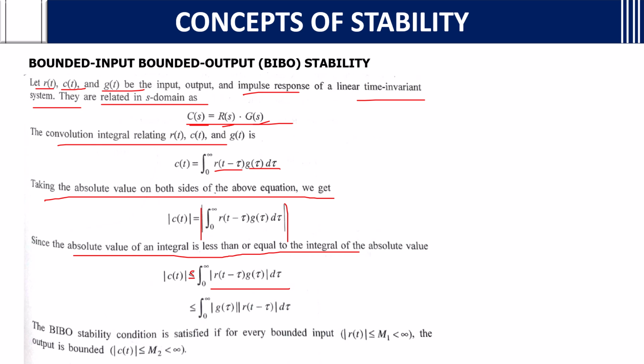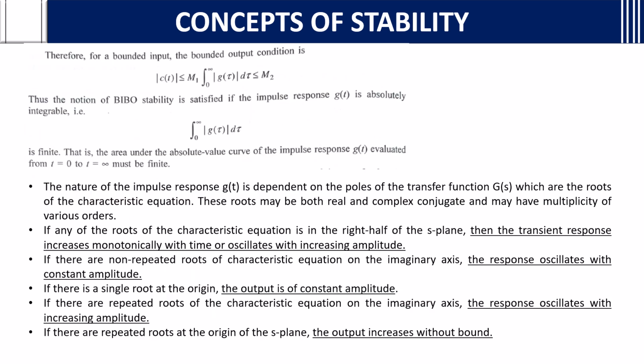BIBO, bounded input, bounded output stability condition, is satisfied if for every bounded input, absolute value R of t less than or equal to m1 less than infinity, the output is bounded, C of t less than or equal to m2 less than infinity. For every bounded input there is a bounded output. Therefore, for a bounded input, the bounded output condition is this.